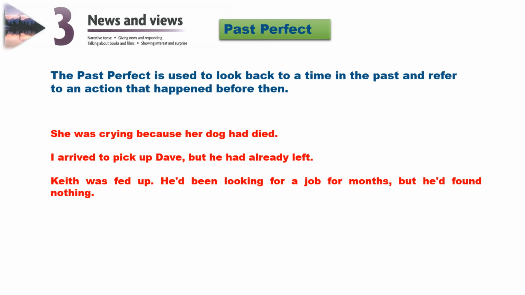Kate was fed up. She had been looking for a job for months, but she had found nothing. So she had found nothing is a past perfect tense, and this action happened in the past. So she was fed up because she tried to find a job, but she didn't find anything. So past perfect is an action that happened in the past, but at the same time refers to an action that happened before.